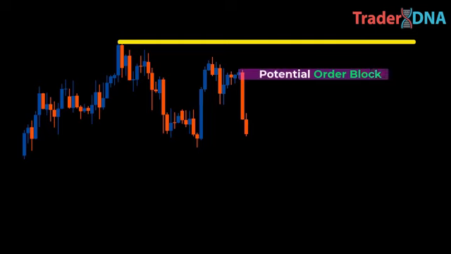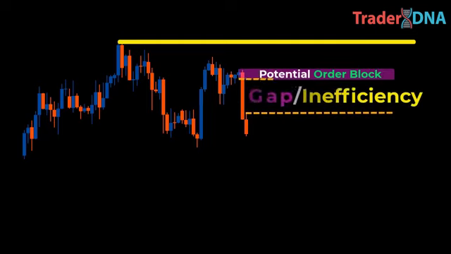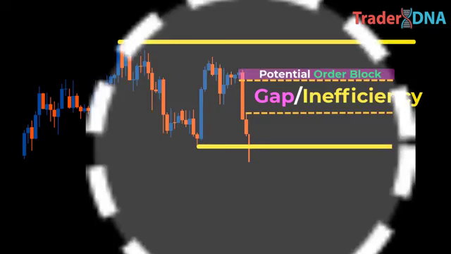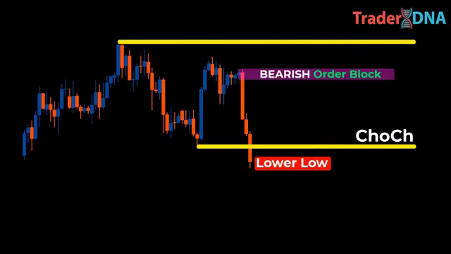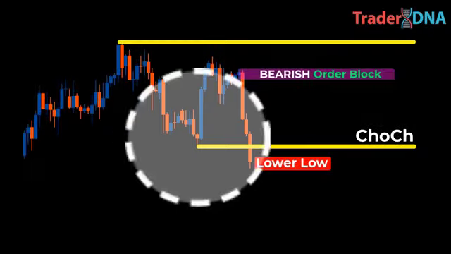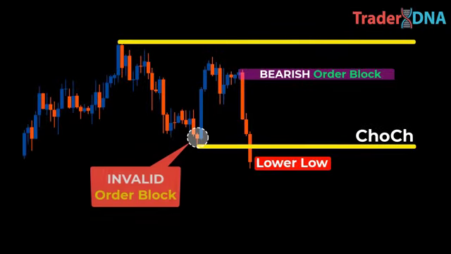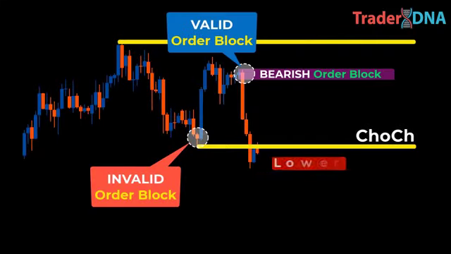After some time, the price moves down and forms another possible order block, but this time it's a bearish one. We see a significant downward move with inefficiency on this red candle. Then, the price breaks the previous lows, forming lower lows. This break counts as a change of character because the market has shifted from an uptrend to a downtrend. Now, we'll focus on the most recent bearish order block as it aligns with the new downtrend. The earlier bullish order block isn't valid because the price didn't create higher highs, but the bearish one is valid since it led to a change of character.